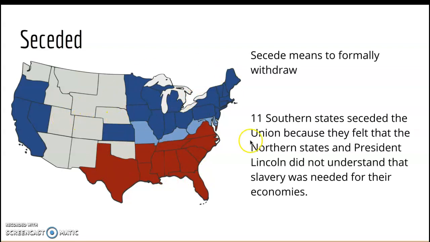Now, remember, and I didn't include this in here, they were also upset about these new territories. Should they become a slave state, the red ones, or should they become a non-slave state, like the rest of the blue ones?